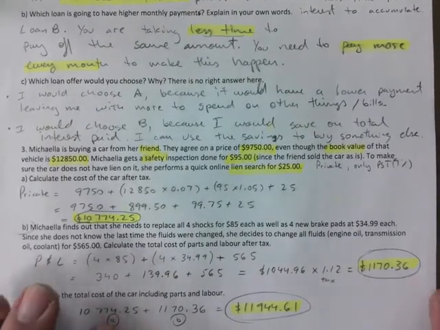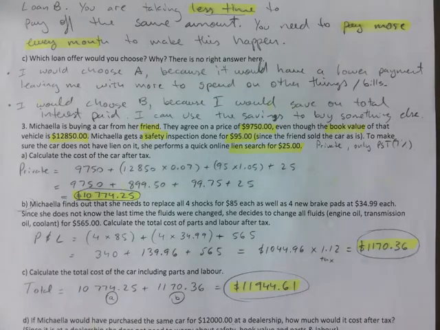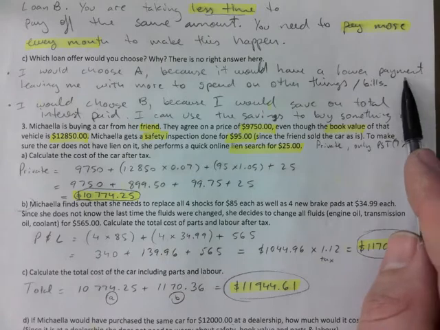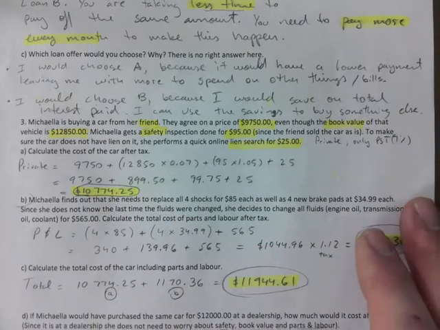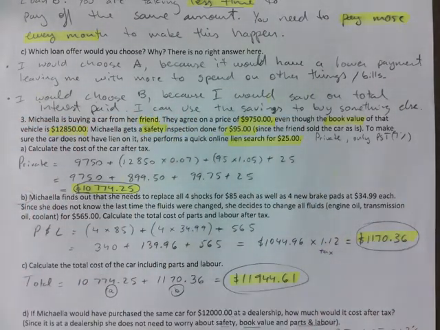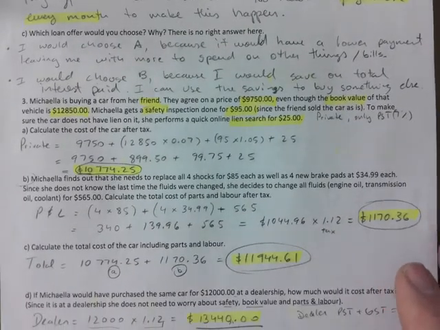Which loan would you choose? Why? There's no right answer here. So you could say I would choose option A because it would have a lower payment, leaving me with more to spend on other things, bills, right? Or you could choose B because I would save on the total interest paid. Some people would rather pay more now, but they know they're going to save more in the long run, right? So that's up to you. It's up to you what you decide there, as long as you justify it properly.